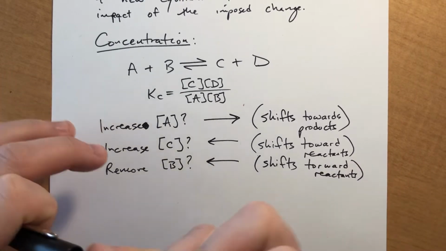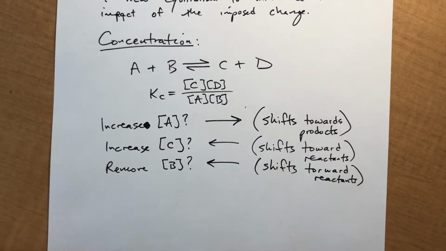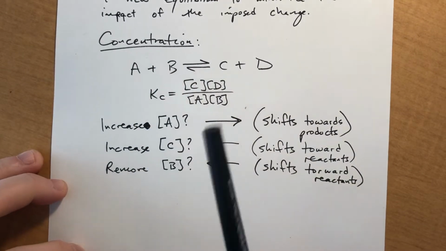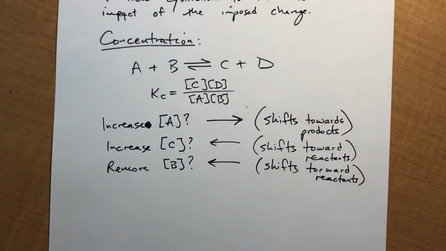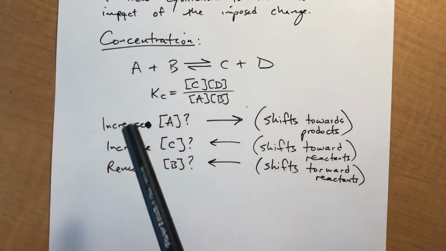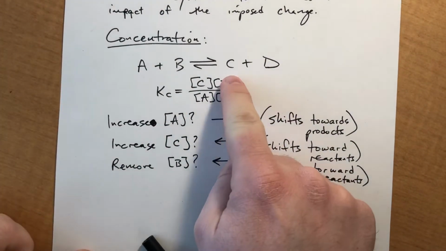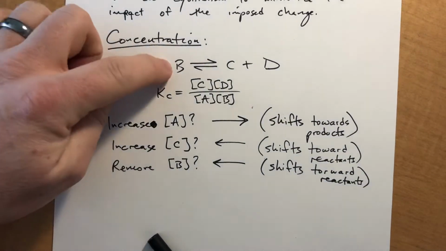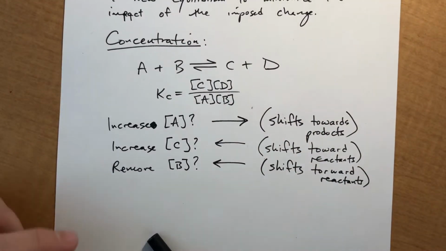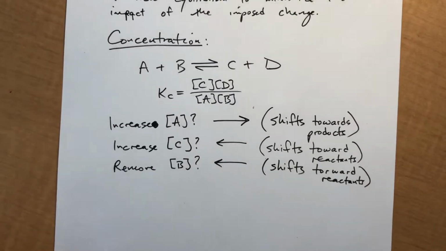So honestly, here's the big picture. If these are gases or aqueous, we'll deal with what happens if they're not in a little bit, but if these are gases or aqueous, if you add reactants, it shifts to the right. If you add products, it shifts to the left. If you remove reactants, it shifts to the left to make up that loss. If you remove products, it shifts to the right to make up that loss. That's the entire concept. Okay?